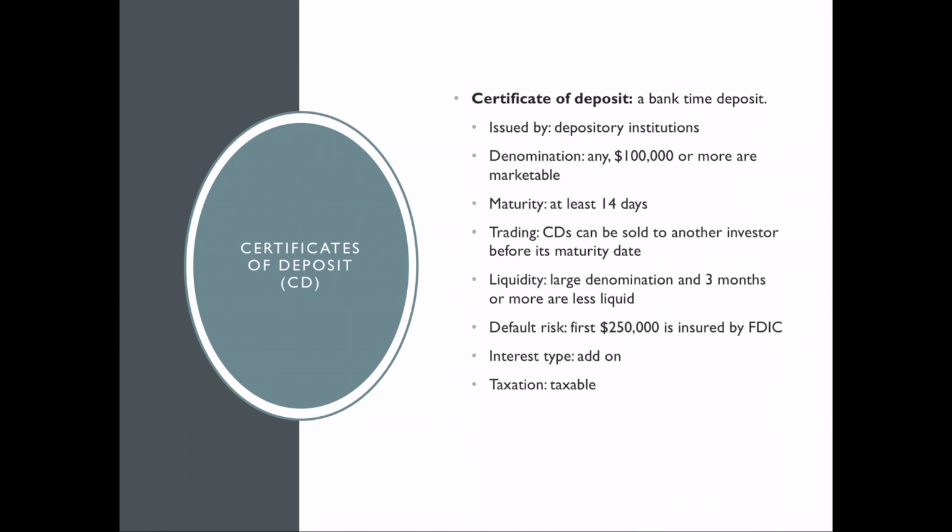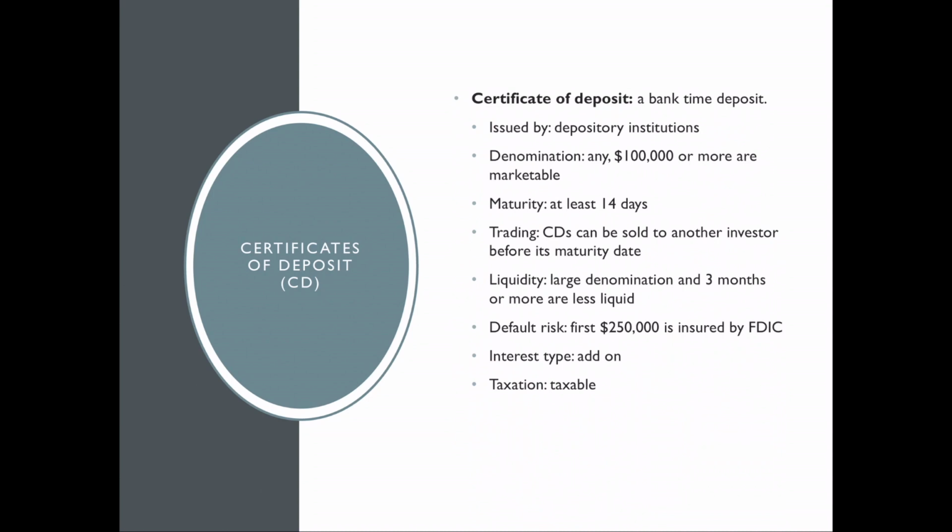So moving forward on to our next type of money market security, that was Treasury bills. Our next is certificates of deposit, or CDs. A certificate of deposit is a bank time deposit. It is issued by depository institutions. A depository institution is simply allowed to accept monetary deposits from consumers. The denominations of CDs are any, but $100,000 or more are more marketable. The maturity of a CD is at least 14 days.